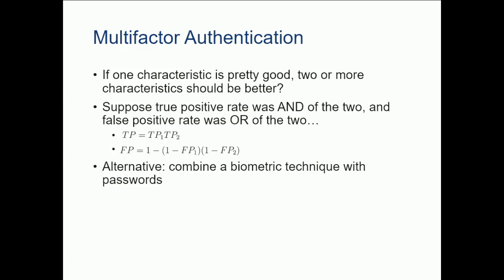Yes, so this is the probability that a legitimate user is denied access by the first authentication. This is the probability that the legitimate user is denied access by the second authentication. And the product is the probability that a legitimate user is denied access by both systems. And 1 minus this probability is the probability that the user gains access, passes at least one system.